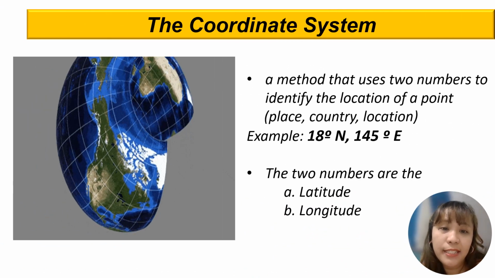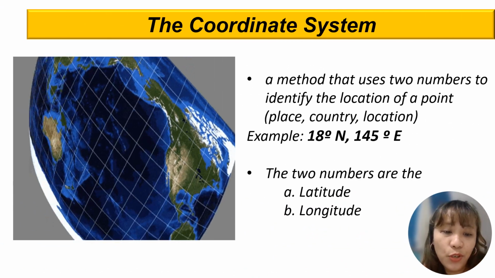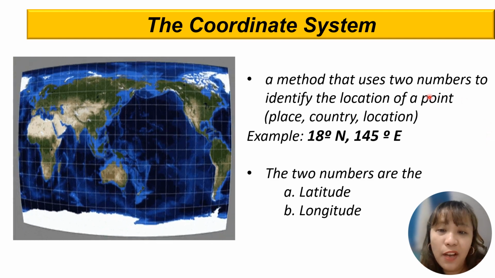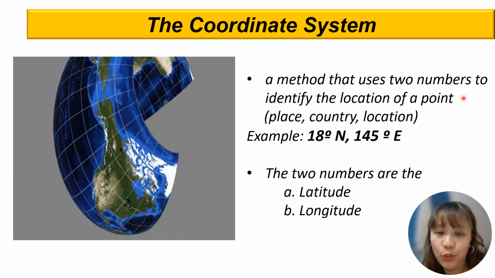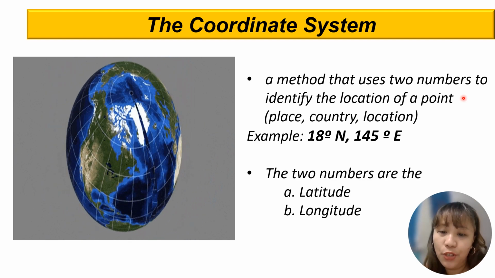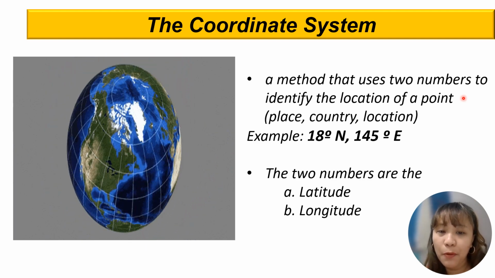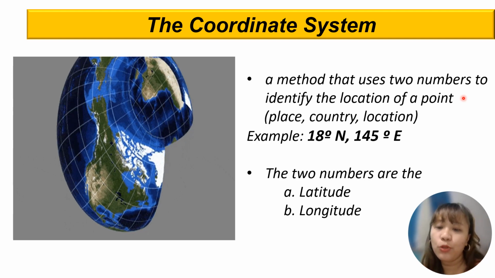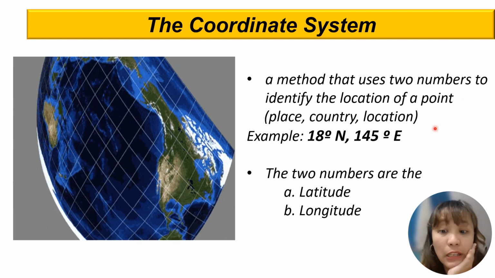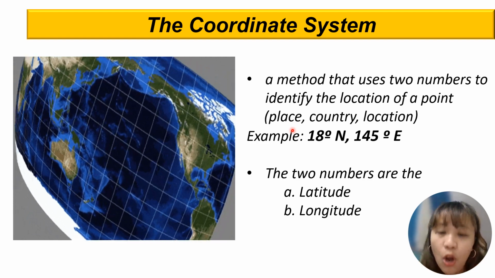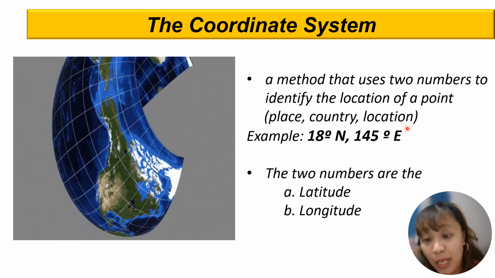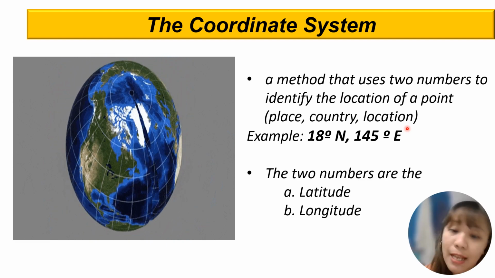The coordinate system is a method that uses two numbers to identify the location of a point. When we say point, it refers to a place, a country, or a location. For example, we're going to locate where exactly is Disneyland, where exactly is the Philippines, and the location where we are right now in my class.